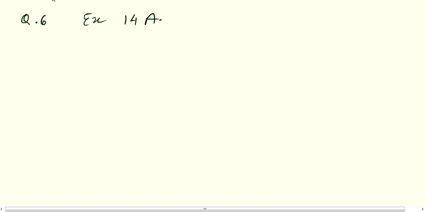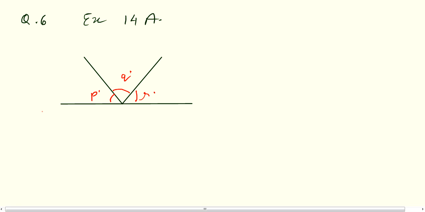Question number 6. This is P degree, Q and R. Now in the question it is given that angle P equals Q equals R, and we have to find each.